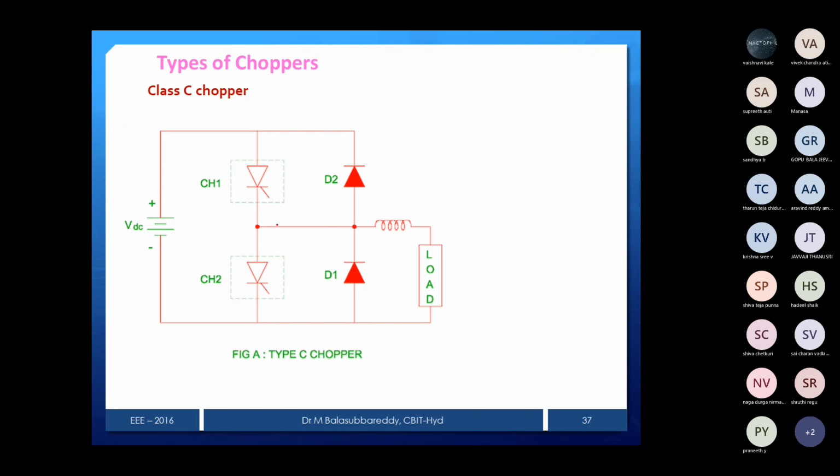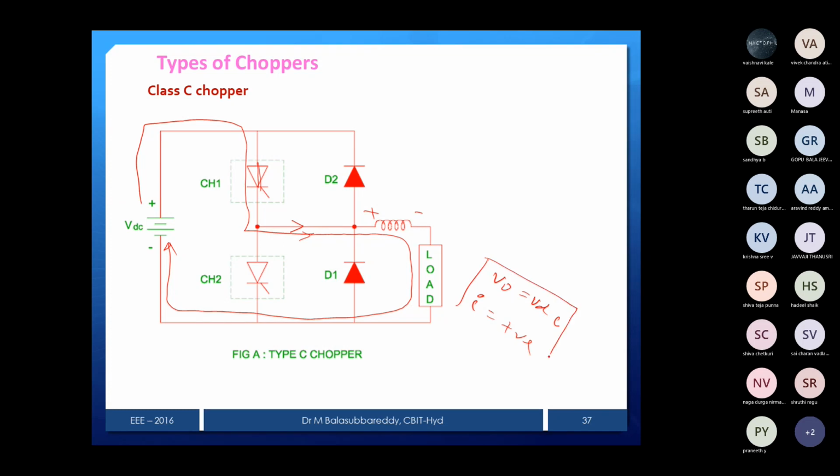Now we can see that. Suppose chopper 1 is on. Let's see, just chopper 1 is on. I turn on the chopper 1. How will the current flow? This is the chopper. Now you can see reference and actual current is going like this. Then what is our output voltage? The inductor will store energy like this. Your voltage is the same as the source voltage. Current is also positive because directions are the same. Current is positive, voltage is positive. This is a first quadrant operation.